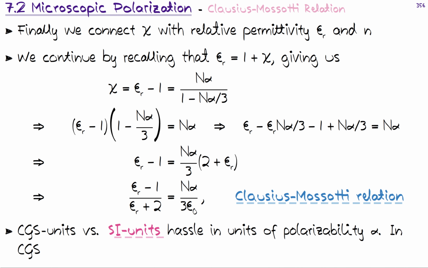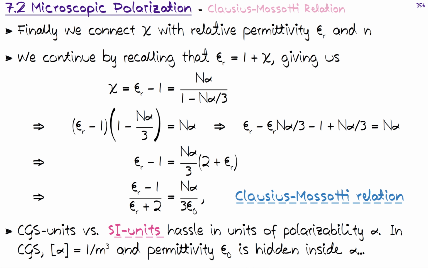So if we are dealing with the Gaussian units, so in CGS, the unit of alpha is 1 over m cubed, and then the permittivity epsilon naught is many times actually hidden inside the polarizability, so that we would not really have this epsilon naught here in the equation. And please note that this is one of those cases where you might really end up with lots of hassle and confusion of not knowing when to have this or when not.